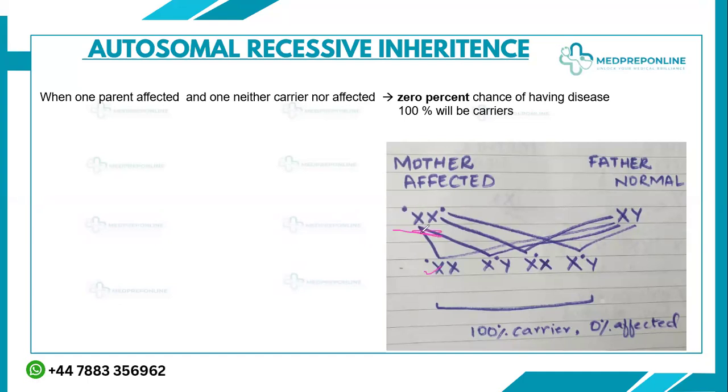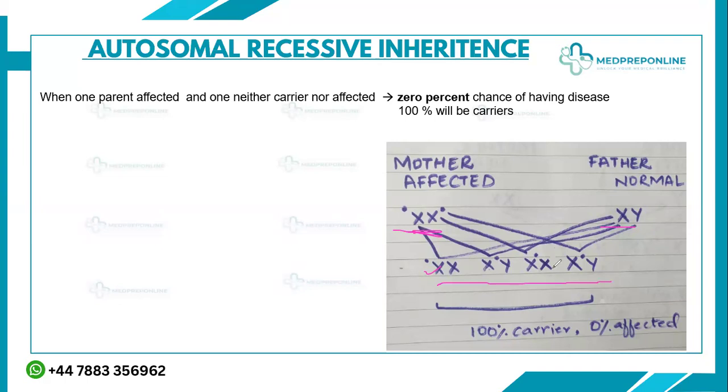So you can simply see over here, because when we talk about autosomal recessive inheritance, we need two gene mutations, one from the father and one from the mother. But the father doesn't have any mutation. So where will the second mutation come from? There will be no second mutation in any child, so each child will be a carrier and can't have the disease. This is one of the questions in the exam as well. So 0% chance of having the disease and 100% will be a carrier. So all the children will be carriers.